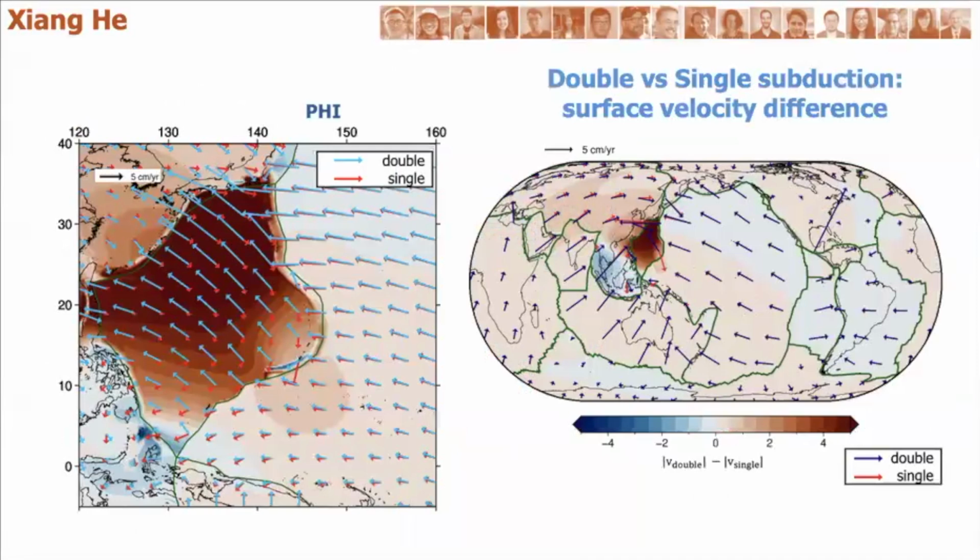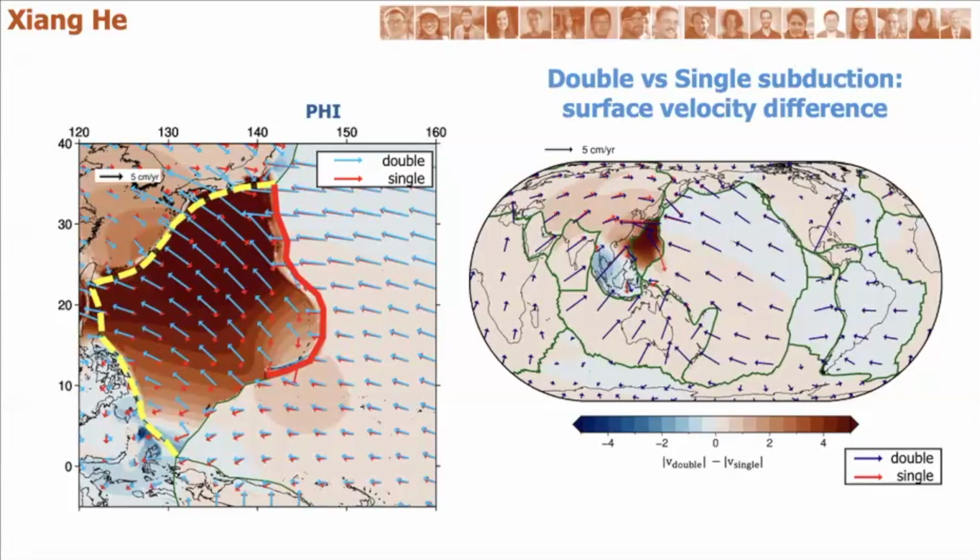And here is our model's result. We tested two models. One has a double subduction system, and the other has only a single subduction system. For the double one, we have both the dashed yellow line and the red line subduction zones. But for the single subduction, we remove the dashed yellow subduction zone.